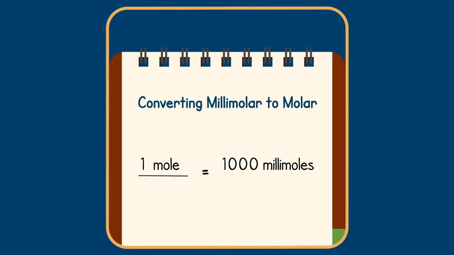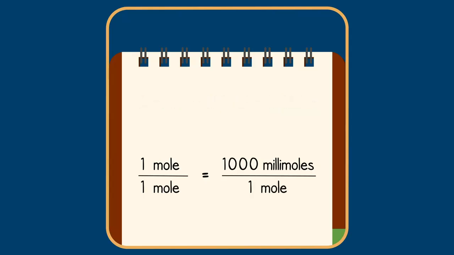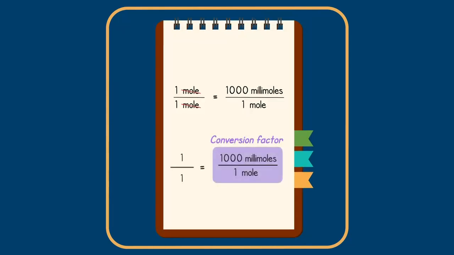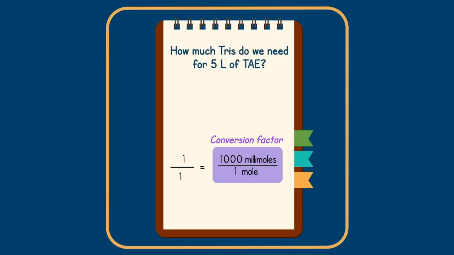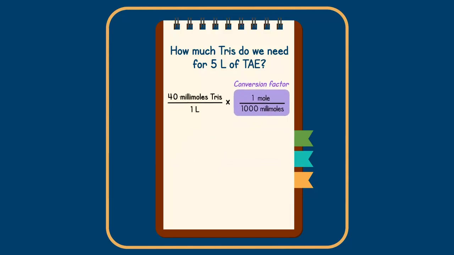A millimole is 1,000th of a mole, so we can create our conversion factor by dividing both sides of this expression by 1 mole. Remember that whenever we divide a unit by itself, we can cancel out the unit. Now we have a conversion factor that relates millimoles to moles. Because the conversion factor equals 1, multiplying it does not change the value, only the units. Next, we can use this conversion factor to convert the tris units into moles per liter. Be careful to arrange your conversion factor so that units cancel out.